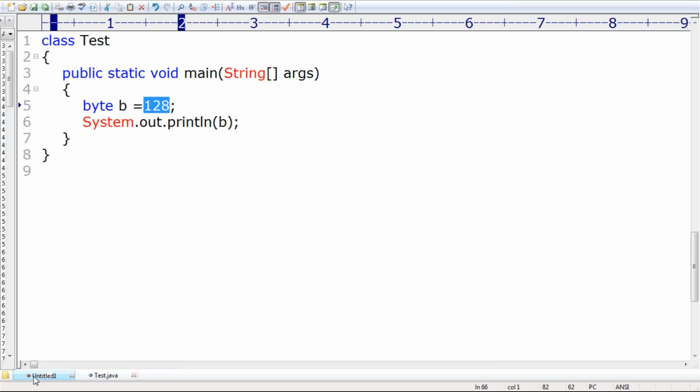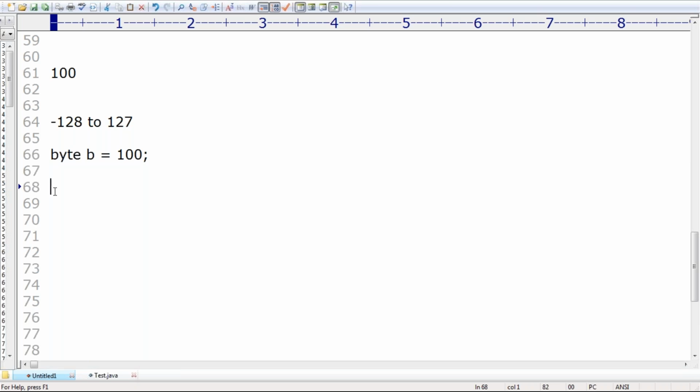Clear, right? So there is no way to specify byte and short literals explicitly. Whenever we are assigning an integral literal to a byte variable and the value is within the range of byte, the compiler automatically treats it as a byte value. But make sure the integral literal is in the range of byte. Similarly, short also.